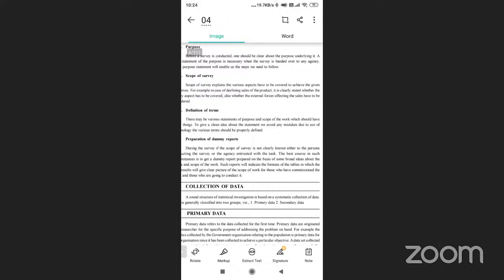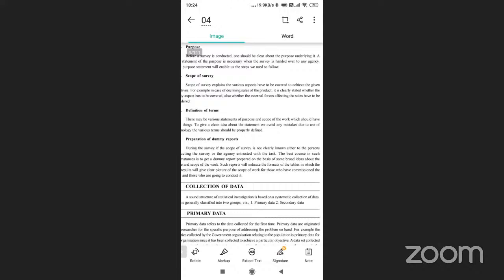Suppose good, G-O-O-D, that is singular. Goods, G-O-O-D-S, means carrying of goods, that is the plural. In singular, good; in plural, goods. Statistics, however, does not have a separate singular and plural; you can use it as singular as well as plural.